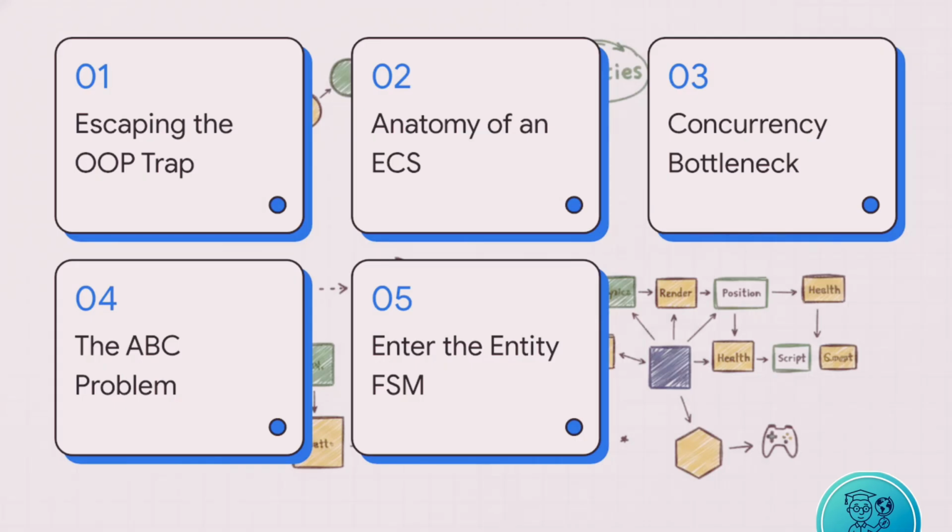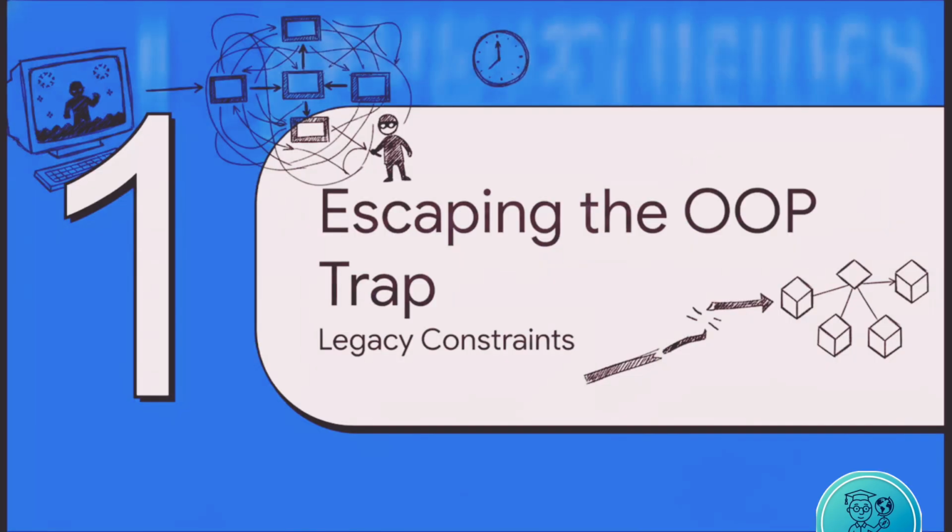Here is our roadmap for today's journey. First, escaping the OOP trap. Second, the anatomy of an ECS. Third, the concurrency bottleneck. Fourth, the ABC problem. And finally, number 5, enter the entity FSM. Okay, let's jump right into part 1, escaping the OOP trap.